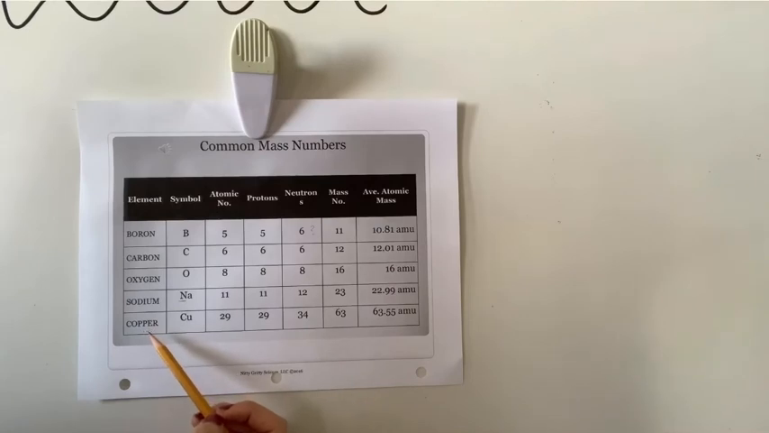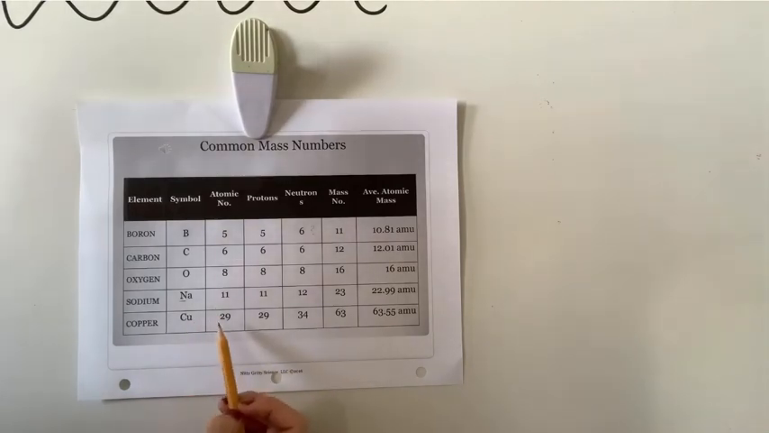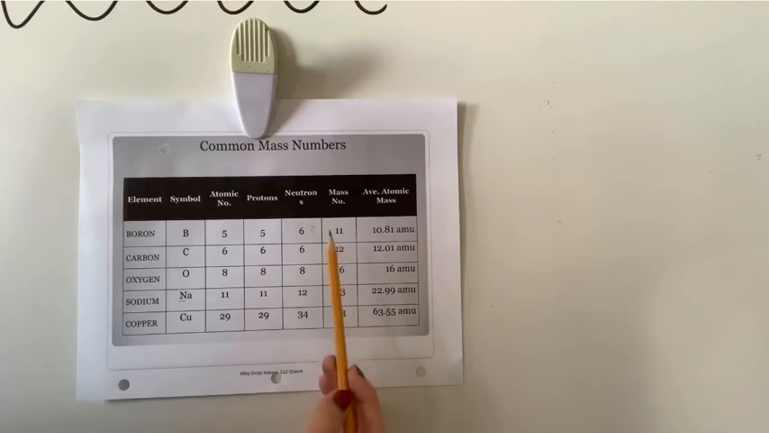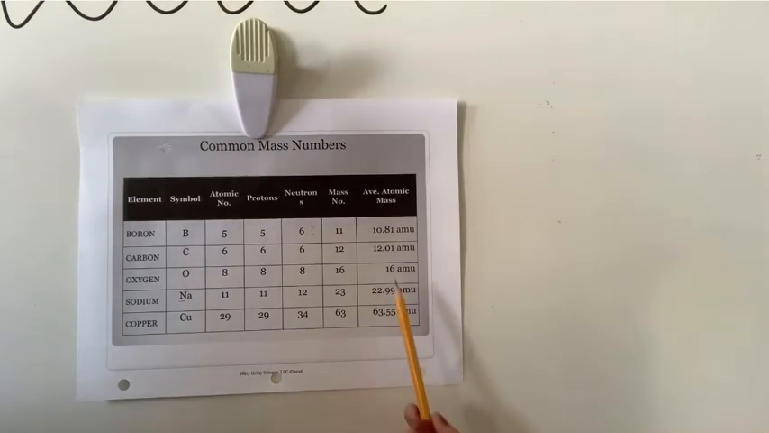And lastly, we have copper, which is represented by the symbol capital Cu. Its atomic number is 29. It has 29 protons. It has 34 neutrons, and its mass number is 63. So you take 63, subtract 29, and you get 34 neutrons. And its average atomic mass is 63.55 AMU.